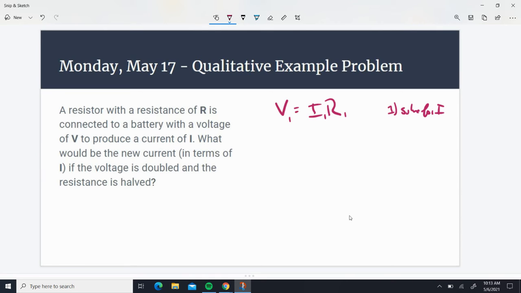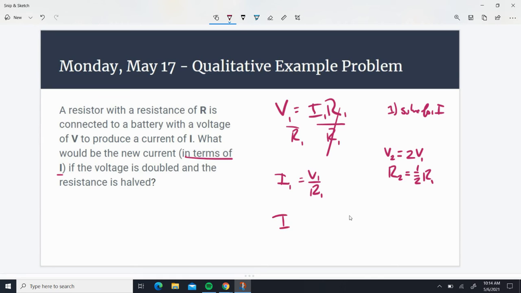Because it says everything needs to be in terms of I, I need to make sure that I have I by itself. So if I divide away R on both sides, this is going to cancel. I'm going to be left with I is equal to V over R, and those are the original ones. Now it's saying that my voltage is doubled and resistance is halved, right? So now my V is 2V, and now my R is 1/2 R. So I'm going to plug in those ratios.